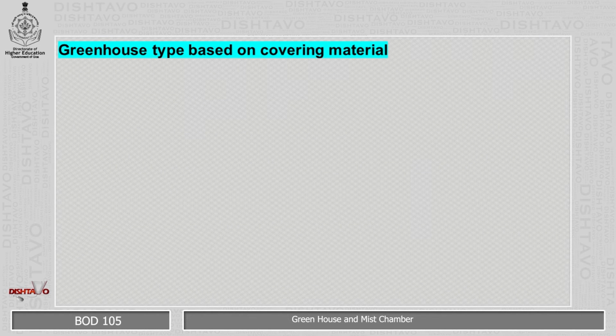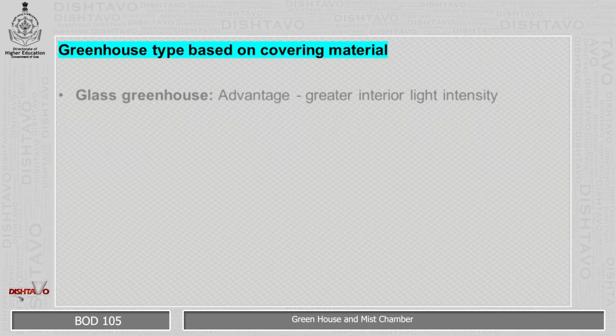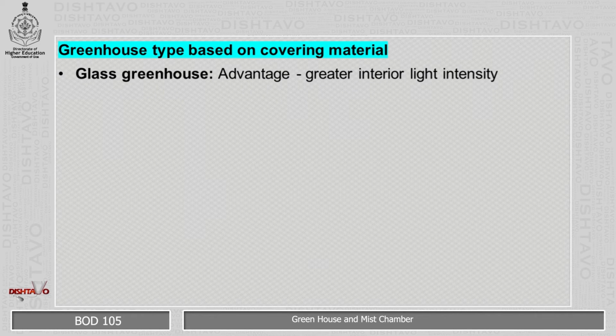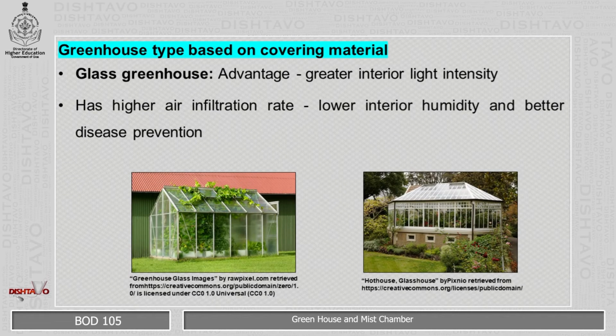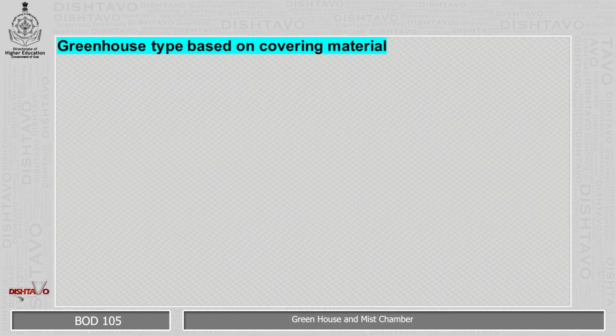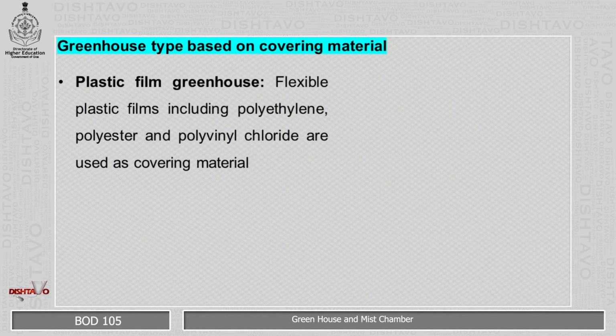Next type of greenhouse is based on the covering material. Glass greenhouse has the advantage of having greater interior light intensity and has higher air infiltration rate, lower interior humidity, and better disease prevention. Plastic film greenhouse. Flexible plastic films including polythene, polyester, and polyvinyl chloride are used as covering material.